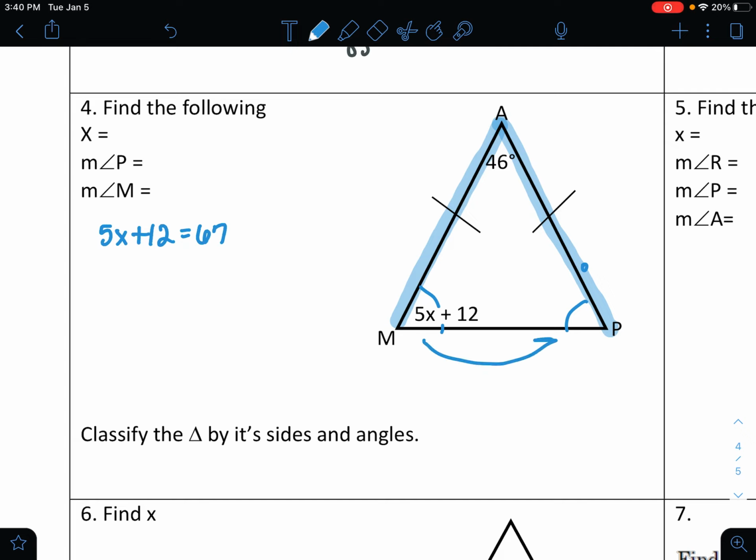Since these bottom angles are both equal, because it's isosceles, you can just make this one the same, like that. And then your equation is going to obviously be longer. So you're going to have 46, plus 5x plus 12, plus 5x plus 12 again. And guess what it equals? 180, because the whole triangle together, all the angles have to equal 180. So do whatever makes the most sense to you. Don't be lazy if you don't understand how to be lazy.